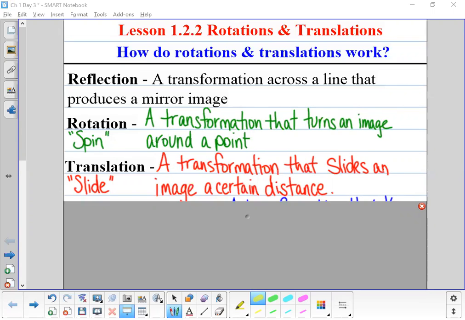Reflection, rotation, and translation are all examples of transformations. So transformations is kind of like the big word that all of those fall under. Kind of like how lions and tigers and house cats are all feline. So feline is the big word. Lions, tigers, and house cats are the more specific words that fall under feline.